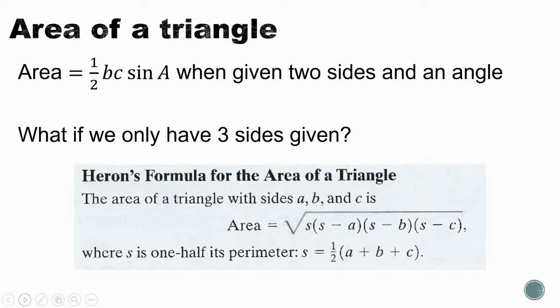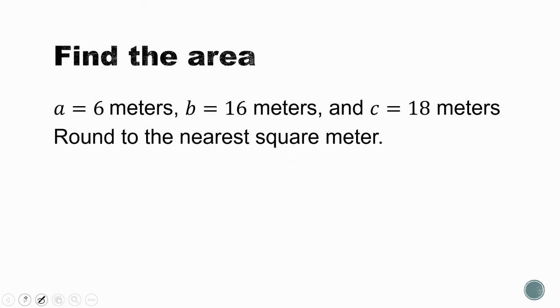So remember, perimeter is adding up the sides. Because we're talking about a triangle, there's three sides. So add up the three sides, take half of it. That gets us that variable of S. So that's what we would have to do first. And then we could plug it into the formula and we'd have area. So let's do a quick example of that scenario.